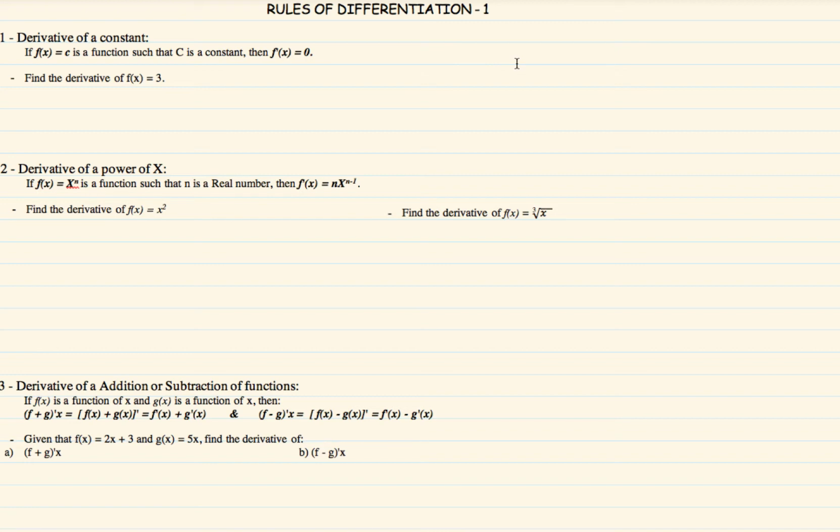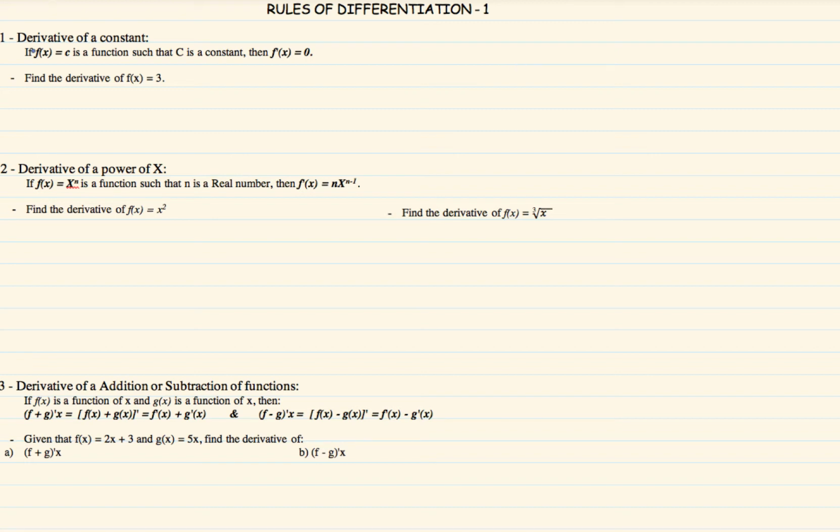So in this video we're only going through 3 of those rules. Rule number 1, the derivative of a constant. If f of x is equal to c is a function such that c is a constant, then f dash of x is equal to 0. What it means is that if you have a function that is a constant, then the derivative of that function, whatever the point you choose, is going to be 0.